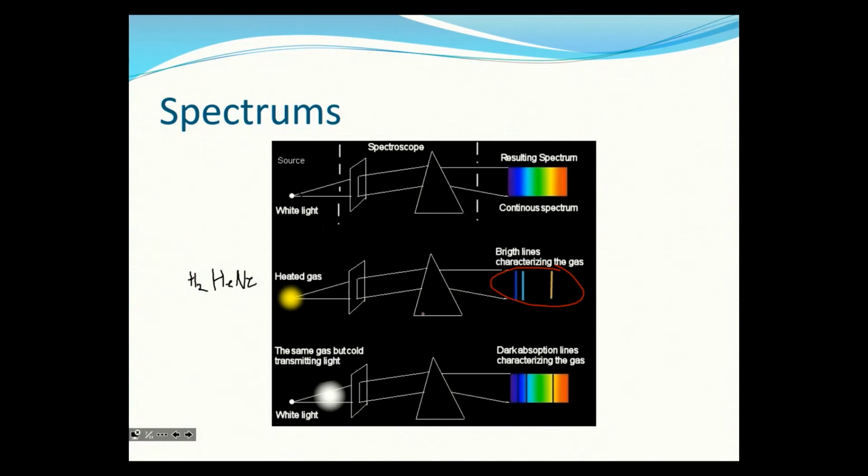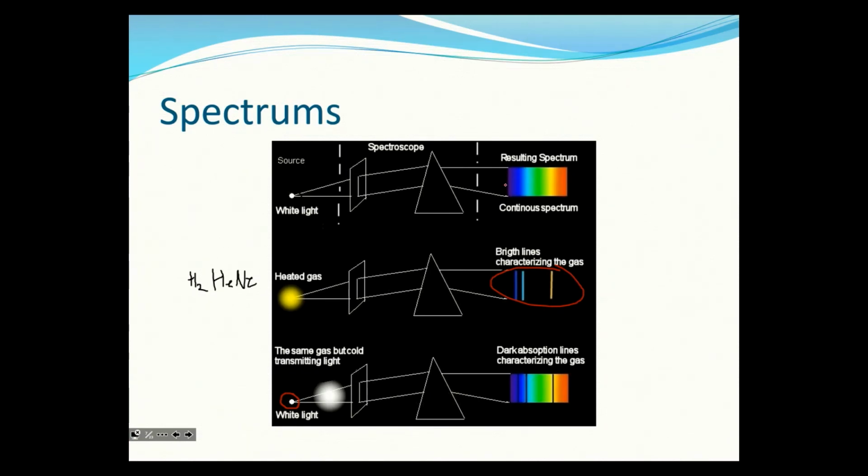So the last type of spectrum that we can see is sort of a combination of the two. If we take white light, so our light bulb, and then we take a gas like hydrogen or helium, but it's cooled this time. So we take our light bulb, we stick our cool gas in the way, bring it through a spectroscope. What we're going to see is the combination of both.